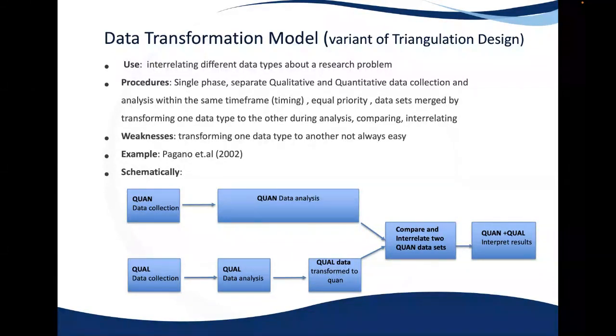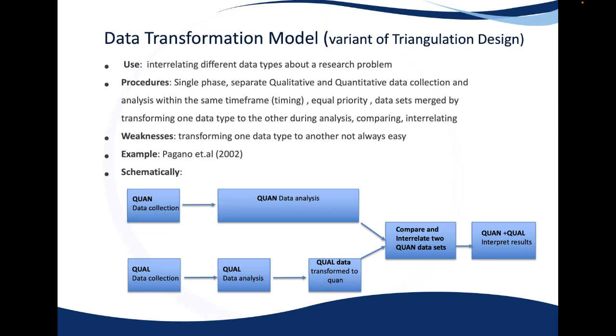The other variant of triangulation design, once again, it's still triangulation because you're doing things concurrently, so the data collection is happening at the same time. The quali and the quanti are happening at the same time, but it's clear that somewhere the analysis of the quantitative data is a much more substantive process, because maybe the quantitative data is more substantive, and the qualitative data is analyzed more minimally, and you actually transform that qualitative data into quantitative data.